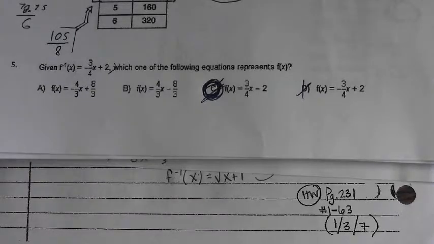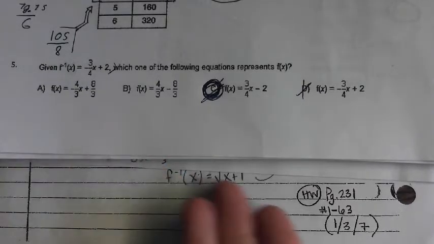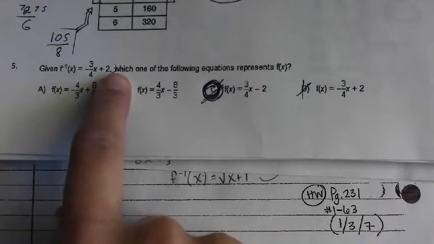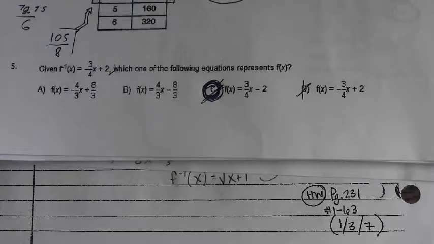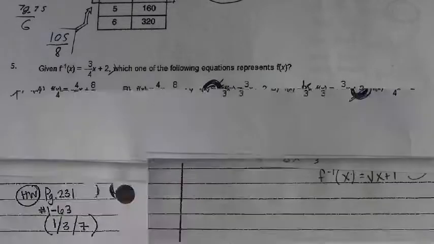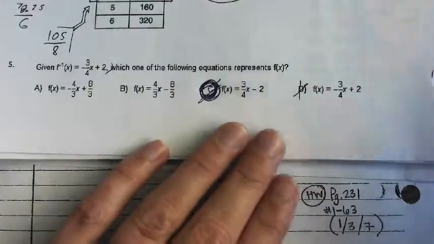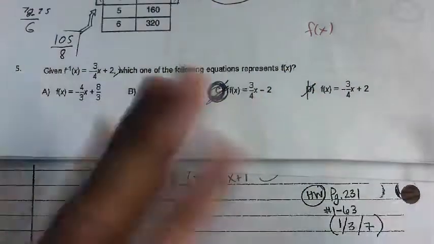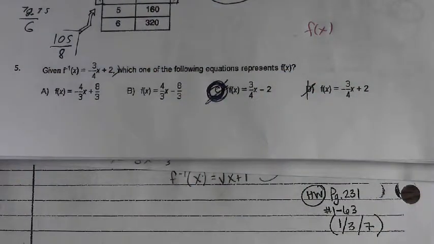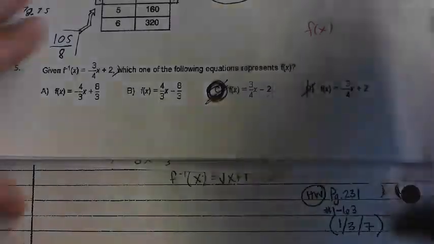So, -3/4 x plus 2, they just negated everything. Well, that's not how you find an inverse, right? If you negate everything, you're actually flipping something vertically over the x-axis, right? If you take an f of x and you negate it, you're actually flipping it vertically. That's not what an inverse is doing.